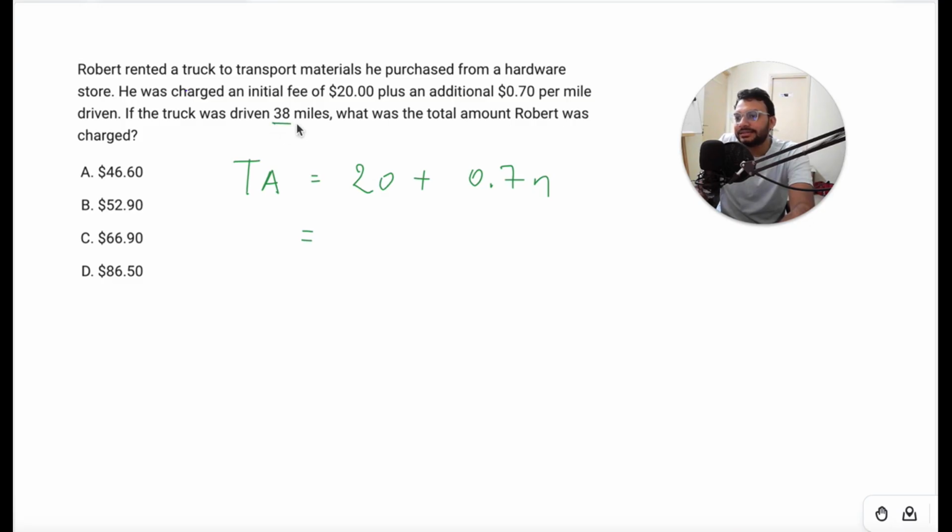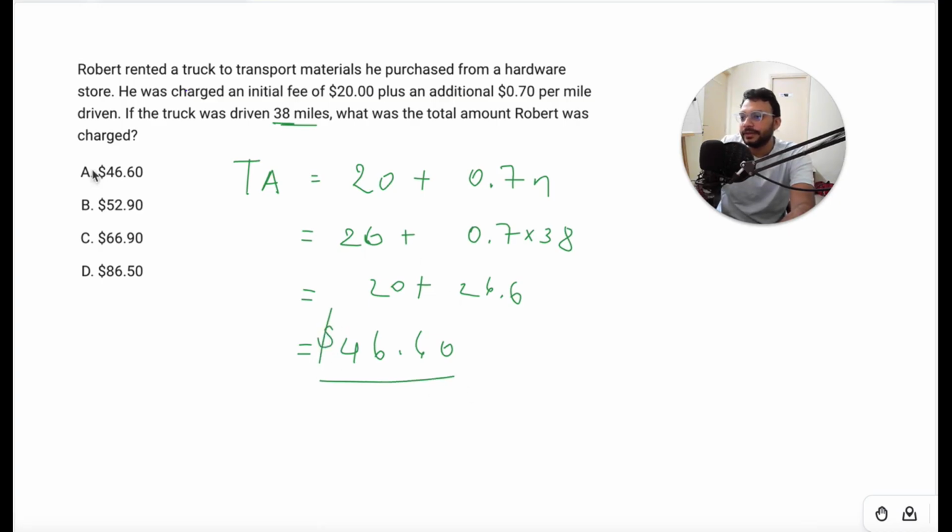Let's put n as 38 miles as given in the question. So 20 plus 0.7 multiplied by 38. This becomes 7 times 8 is 56, 6 carry 5, 7 times 3 is 21, and 5, 26. So 26.6 plus 20. This is $46.60. That's option A. That's the correct one. Okay, let's go for the next one.